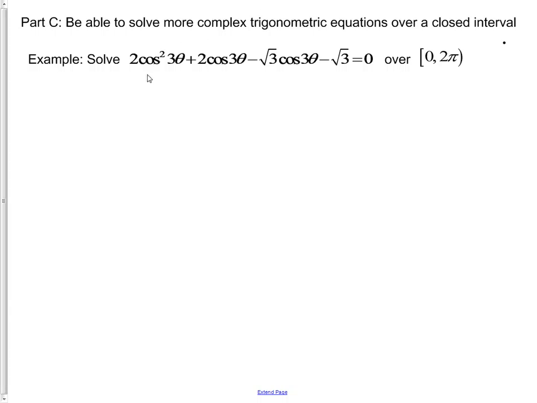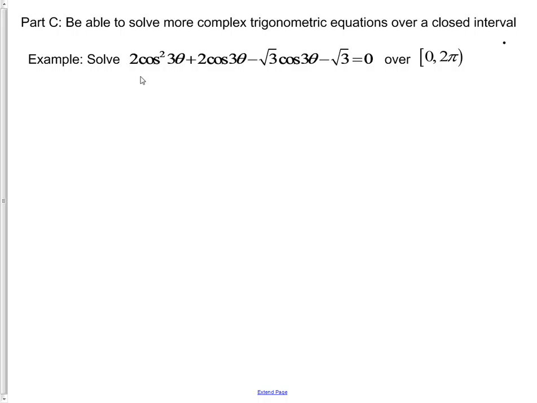Well, here's a complex looking monstrosity of an equation. Is there anything we can do to solve for this: 2 cosine squared 3x plus 2 cosine 3x minus square root of 3 cosine 3x minus 3 radical 3 equals 0 on the interval from 0 to 2 pi? And I've been saying x, I mean theta. How could we do it?